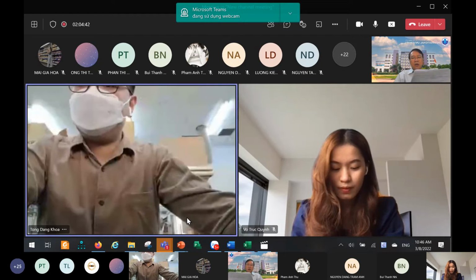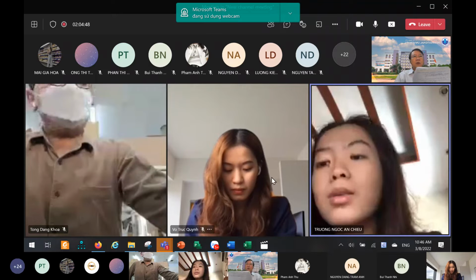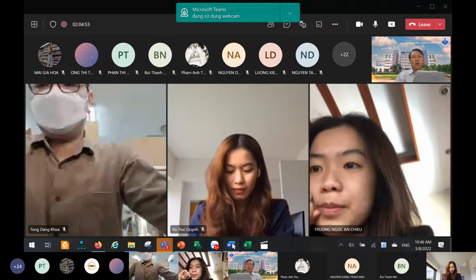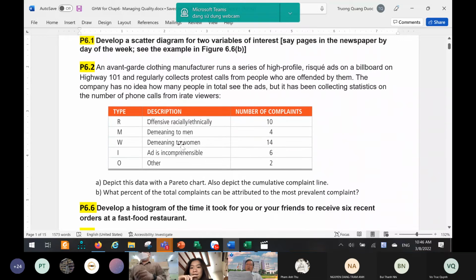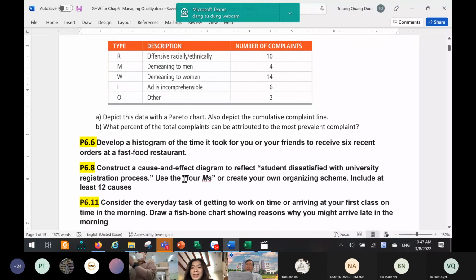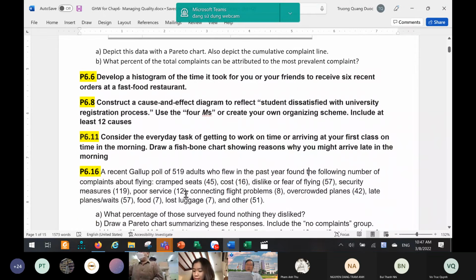Okay. Group 6, An Chiêu. Are you there, An Chiêu? Where are you? Yes, I'm here. Okay, you know what is your problem? 6-1, no explanation. 6-2 is wrong answer. Wrong answer. Be careful. 6, not correct histogram. Not very correct. And 6A and 611 you draw by hand, but the content is just okay, correct. And 616 wrong Pareto. Okay, so you get B.